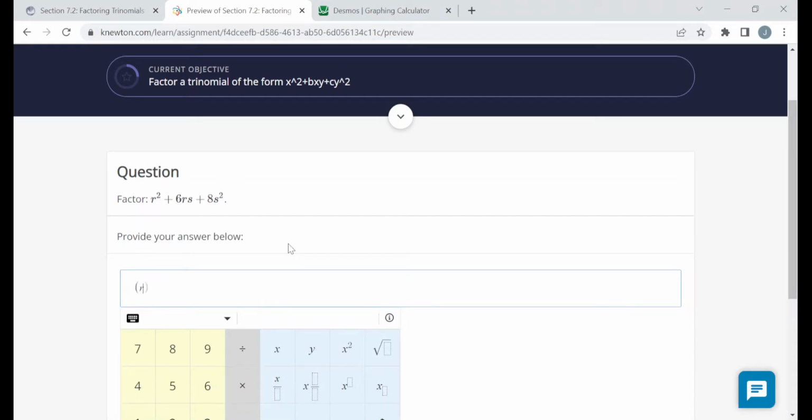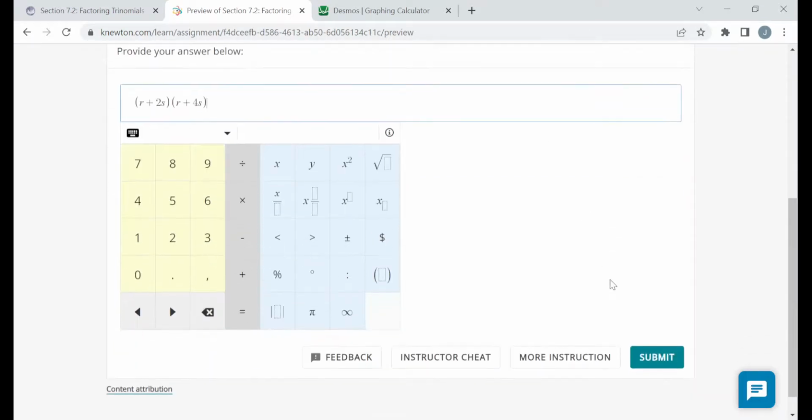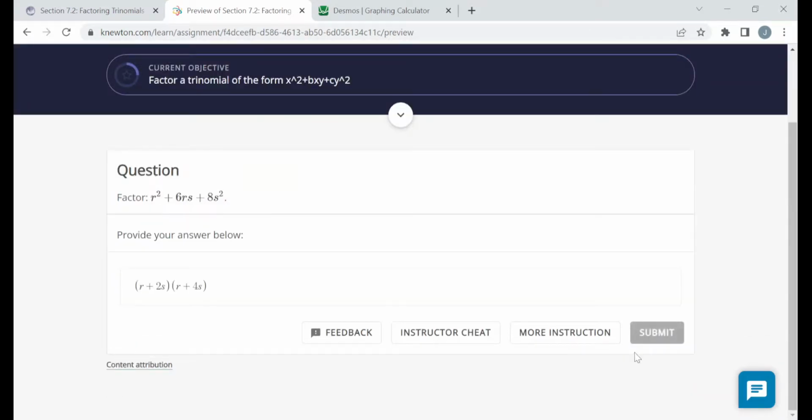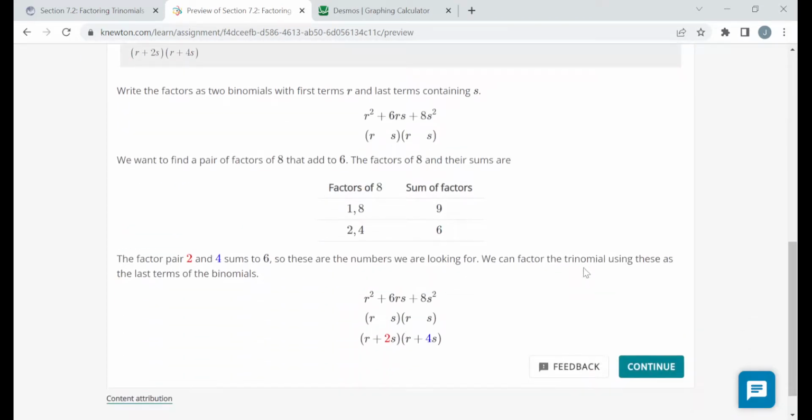So the quantity r plus 2s times r plus 4s. And again, you can have the factors in either order, any order you wish. You could put this as r plus 4s times r plus 2s, and it would be the same thing. All right. Great.